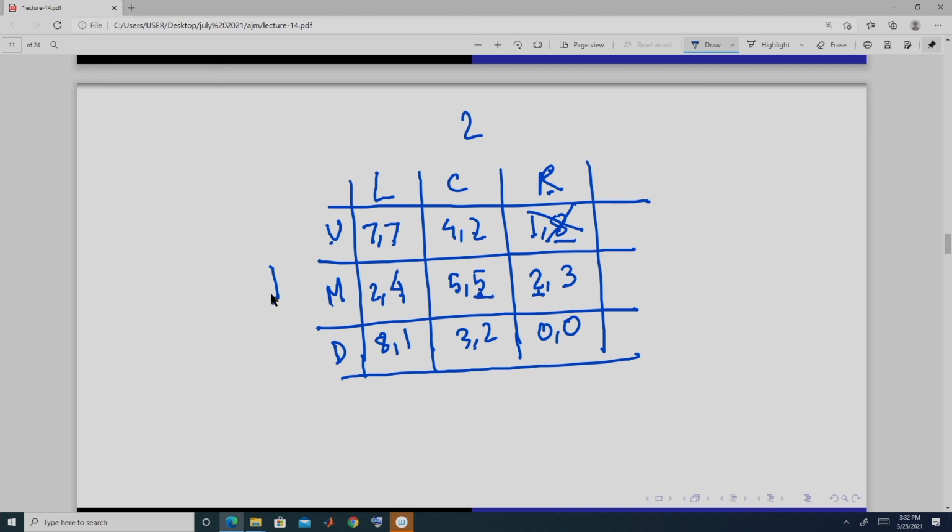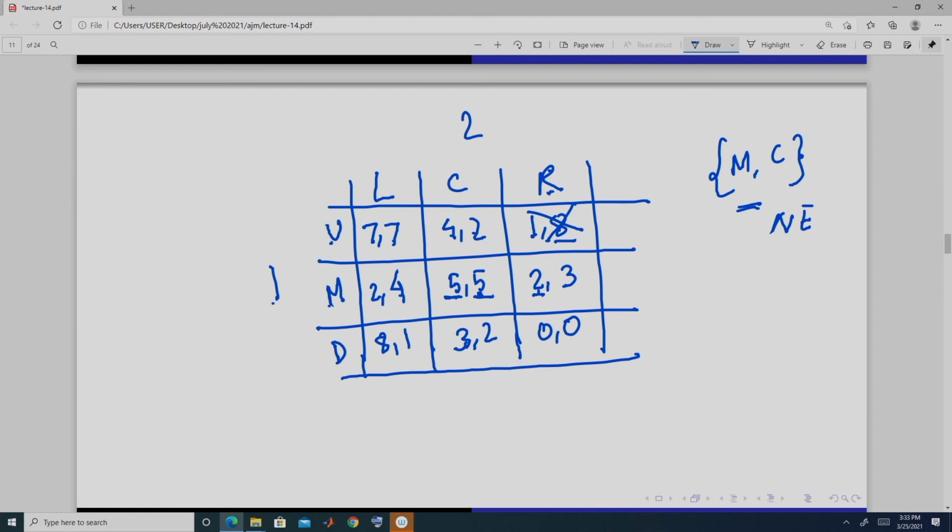And if player 2 chooses C, best response for player 1, it will compare 4, 5 and 3. So, U gives 4, M gives 5, D gives 3. So, player 1 is going to choose M. So, this is our Nash equilibrium MC, because when player 1 chooses M, best response for player 2 is to choose C. When player 2 chooses C, best response for player 1 is to choose M. So, this is a Nash equilibrium.